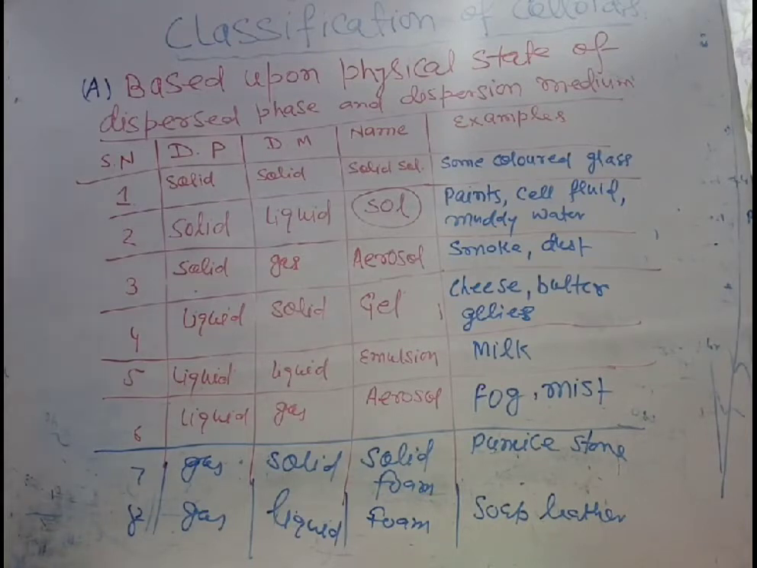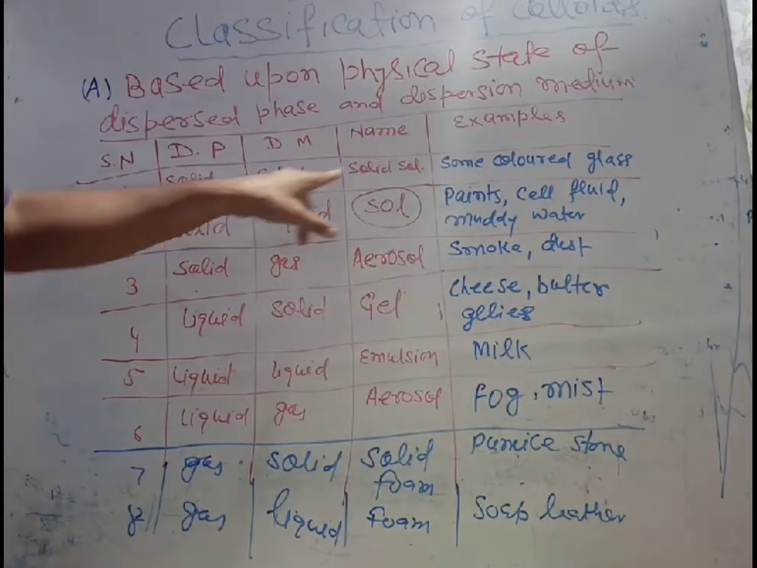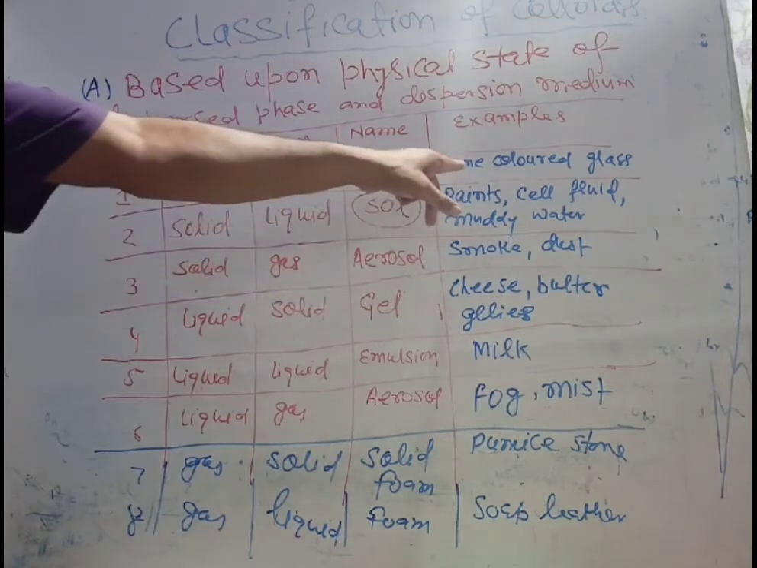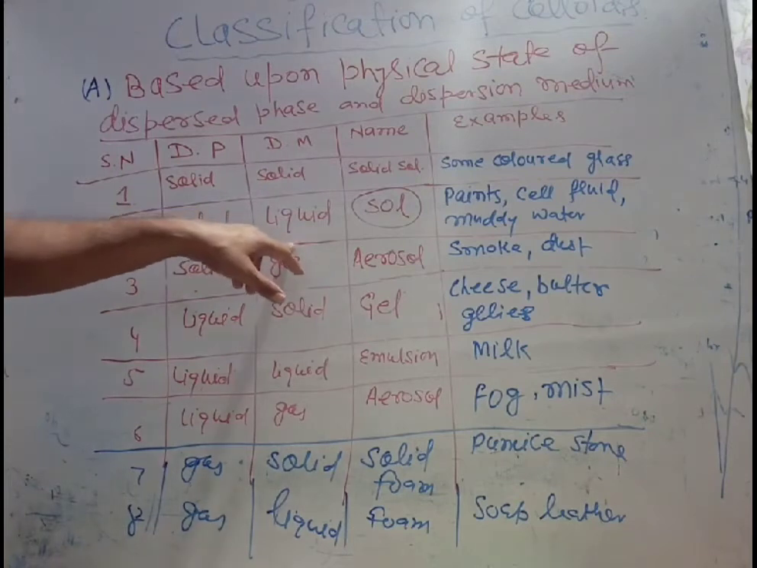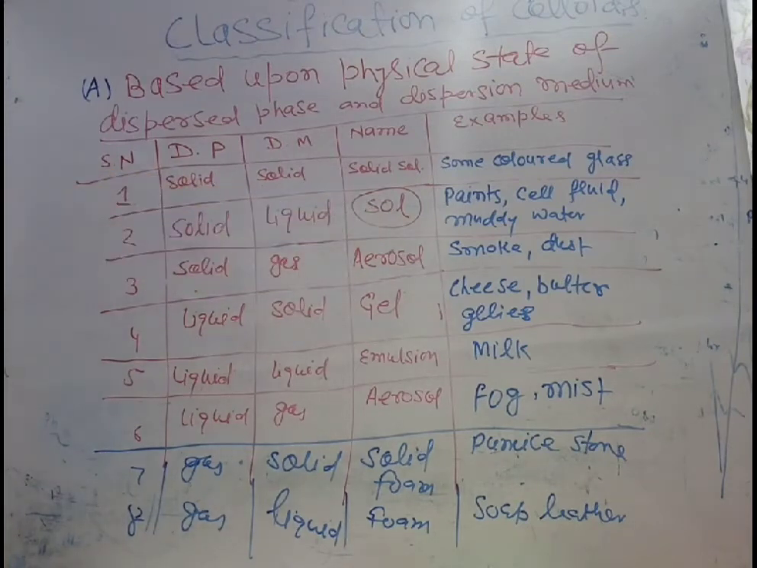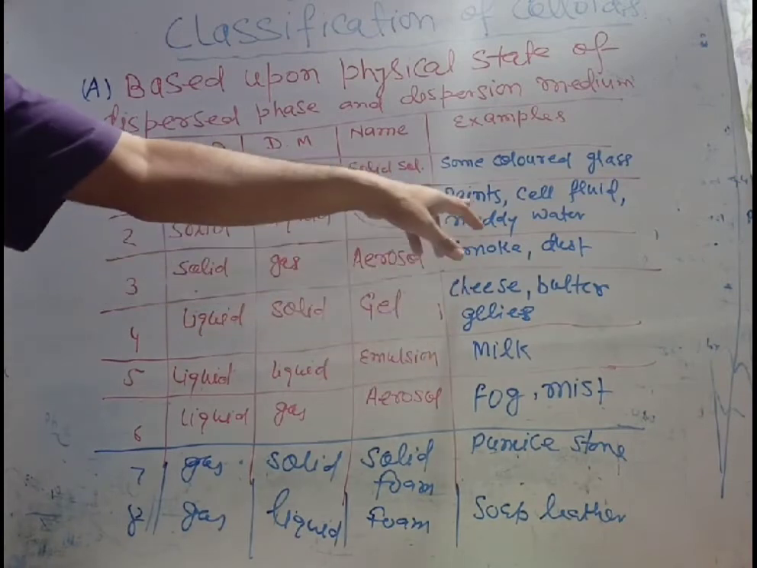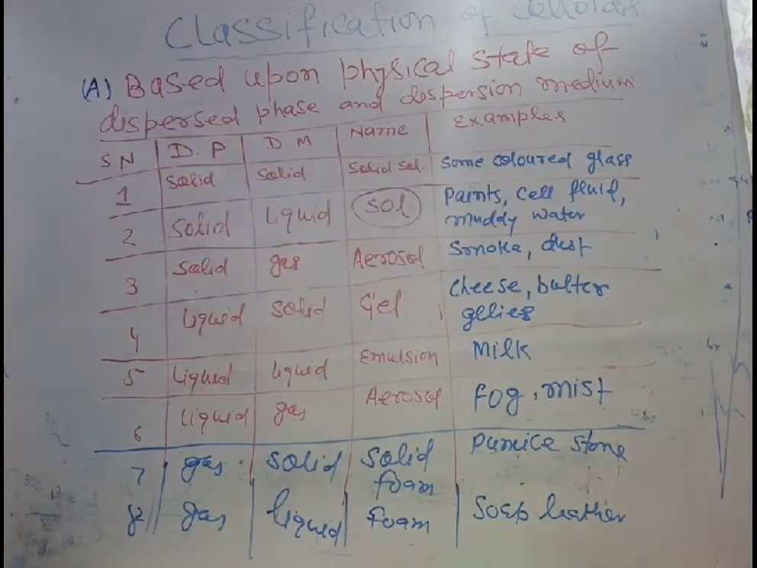The first is solid dispersed in solid. DP means dispersed phase, DM means dispersion medium. You can see on the board. Solid dispersed in solid, it is known as solid sol, and its example is some colored glass. Second, solid dispersed in liquid, it is simply known as sol, right? Like paints, cell fluid, muddy water, these are examples of sol. Solid dispersed in gas, it is known as aerosol, like smoke and dust.